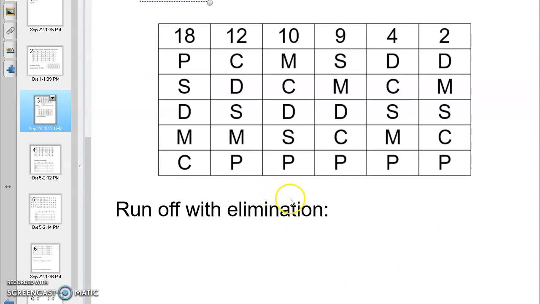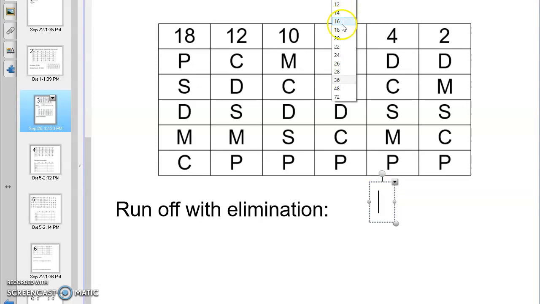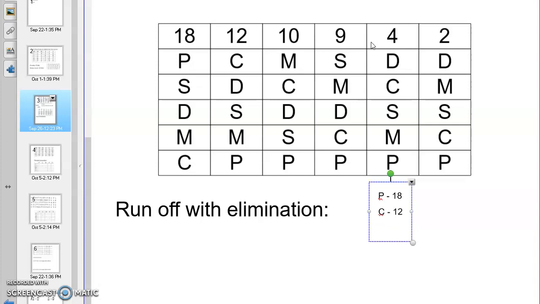Runoff with elimination. Now, we take all the first place votes. This one we're going to have to make a little bit smaller. So P at 18, C at 12, M at 10, S at 9, and we need to combine those last 2 columns. D has 6. But once again, D still has the fewest first place votes, so D gets eliminated. So we're going one at a time now. So all the D's get eliminated, and now I redistribute that vote.